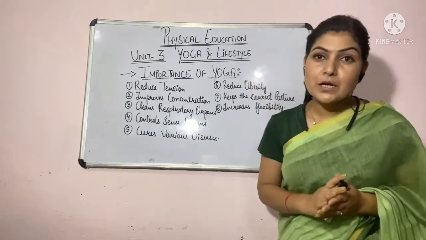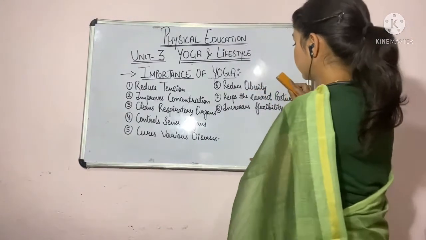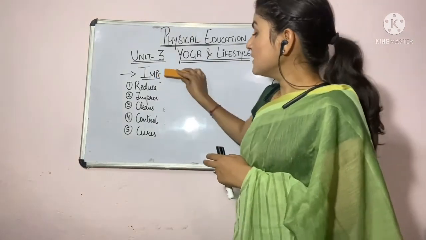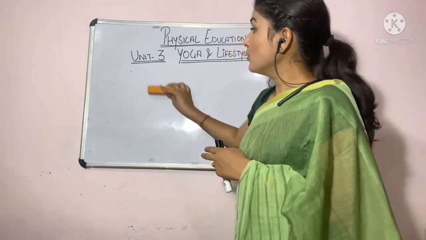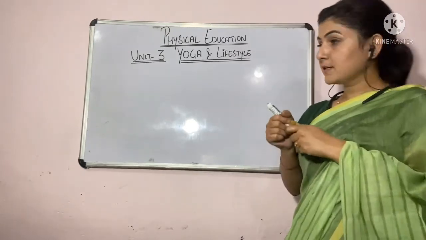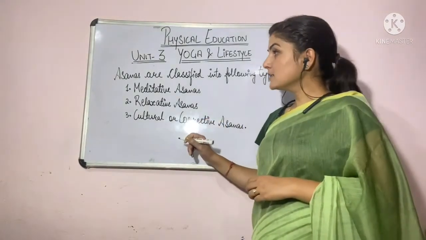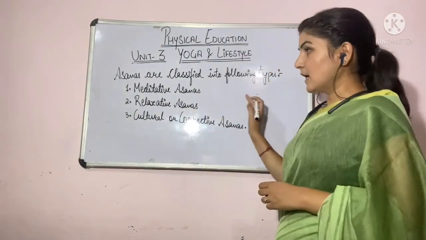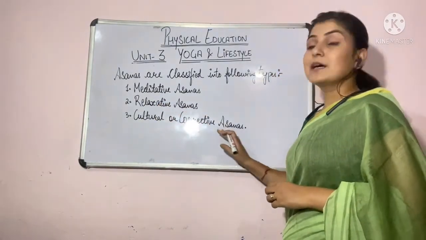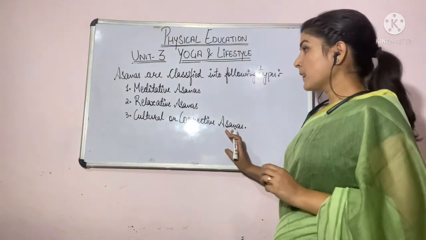So firstly, what do you understand by asanas? Asanas are slow stretching exercises. So students, asanas are classified into the following types: meditative asanas, relaxative asanas and cultural or corrective asanas. These are the 3 classifications of asanas, right?